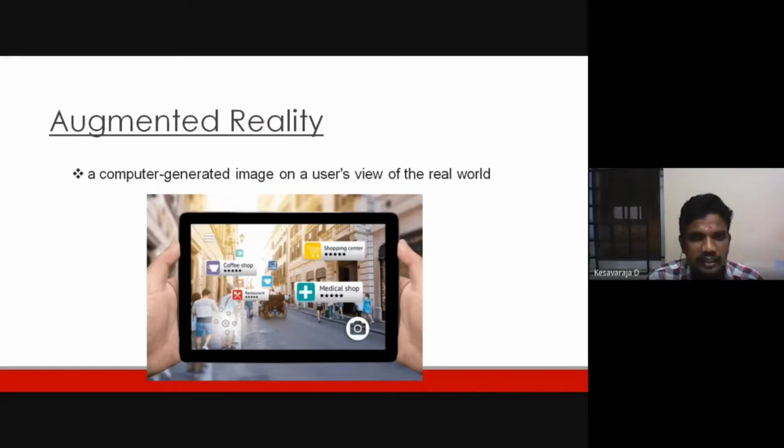Augmented reality: just take a photo, and it extracts the information from the photo. That is called a computer generated image on the user's view. For example, if you are walking on the street, immediately you can say that on the right side there is a medical shop, on the left side there is a restaurant, then there is a coffee shop, and one of the guys is playing cricket, something like that. You can view the road and then say something about it. In a similar way, a computer or mobile camera can view the environment, extract the information and display it in front of you. That's called augmented reality. That's the excellence of augmented reality.